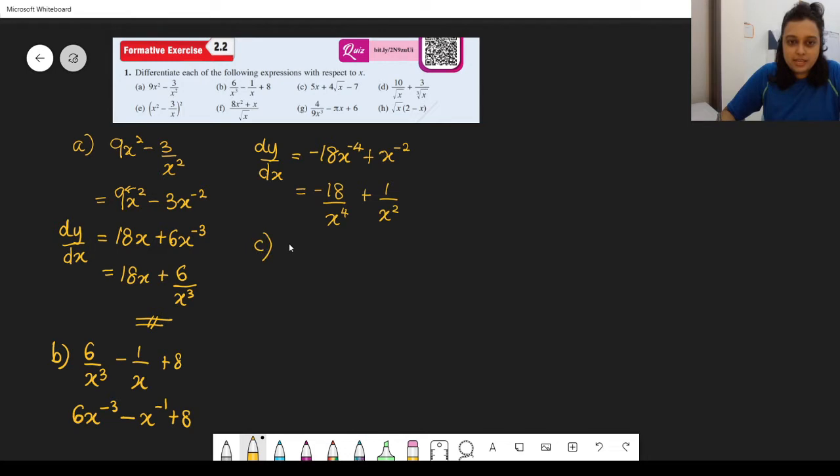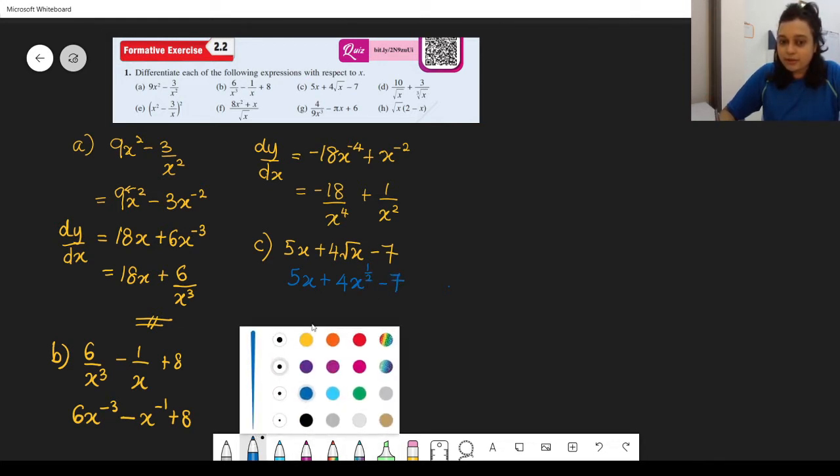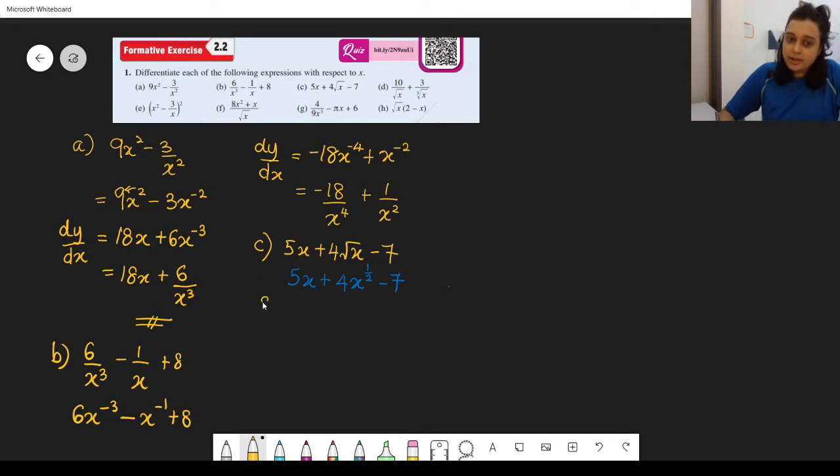Okay, now let's do C. C is 5x plus 4 square root x minus 7. Take note here, you have a square root, so we change this equation first. This one we write as x power of 1 over 2, because square root is power 1 over 2. So now we can do our dy dx.